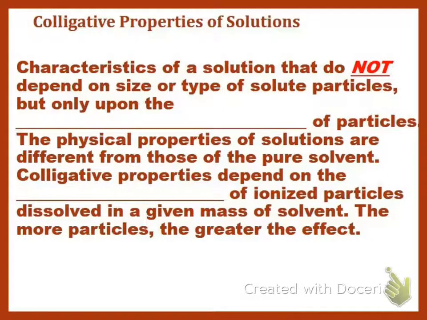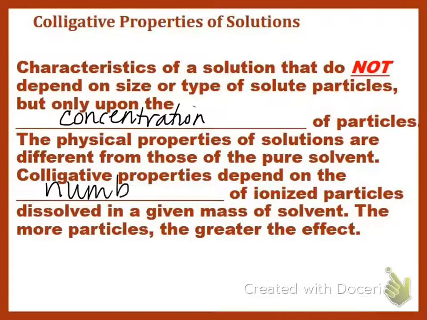Okay, so colligative properties of solutions are some characteristics of solutions that do not depend on the size or the identity, but only upon the concentration. So we care how much we have. The physical properties of the solutions are different than the original solvents, and the colligative properties depend upon the number of ionized particles. The more particles, the greater the effect. Doesn't matter what it is, it matters how much of it there is.